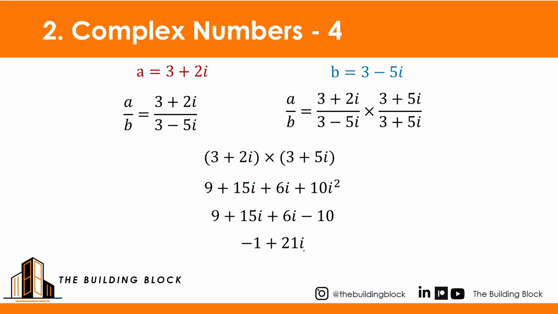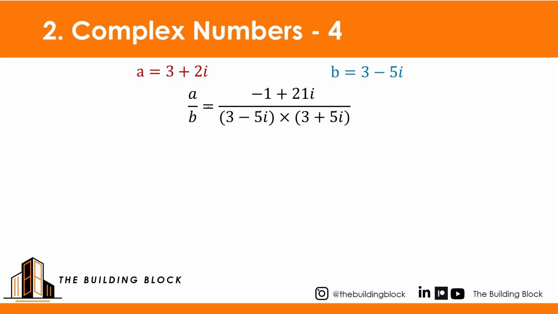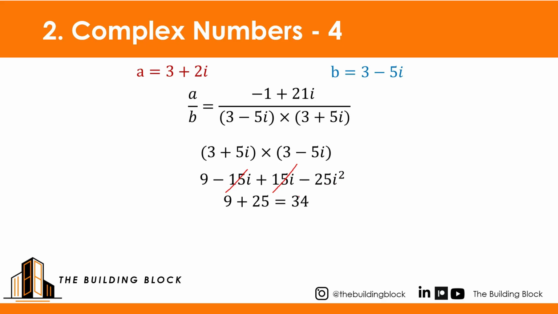Now for the denominator, we're multiplying 3 minus 5i times 3 plus 5i, which is a difference of squares. You can see once you distribute that the second and the third term cancel. So 3 squared minus 5i squared equals 9 minus 25i squared. Since i squared equals negative 1, 9 plus 25 equals 34.